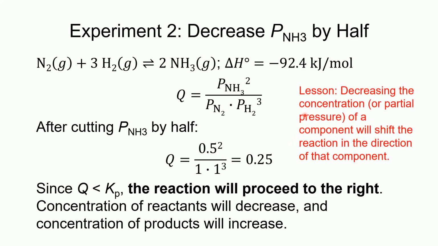The lesson here is decreasing the concentration or the partial pressure of a component will shift the reaction in the direction of that component. So by removing ammonia, we shifted the reaction to the right. If we had removed hydrogen or nitrogen, we would have shifted the reaction to the left.